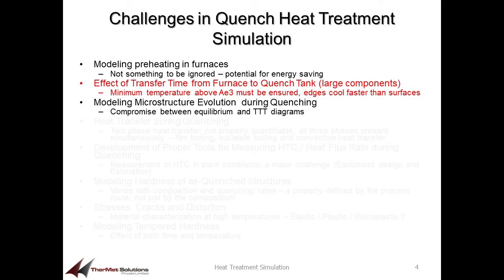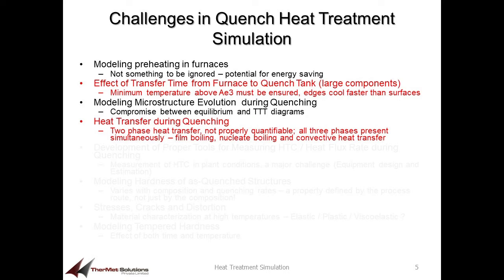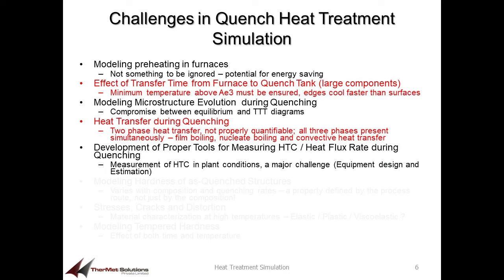Modeling microstructure evolution during quenching is a big challenge. It must be a compromise between equilibrium and TTT diagrams. Heat transfer during quenching is another important phase, where quenching is associated with two-phase heat transfer, not properly quantifiable. All three phases are present simultaneously: film boiling, nucleate boiling, and convective heat transfer. Proper tools need to be developed for measuring HTC or heat flux rate during quenching. Measurement of HTC in plant conditions is a major challenge.